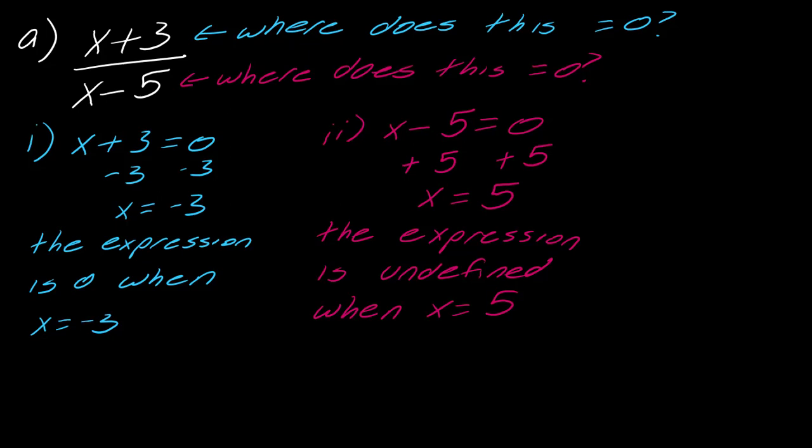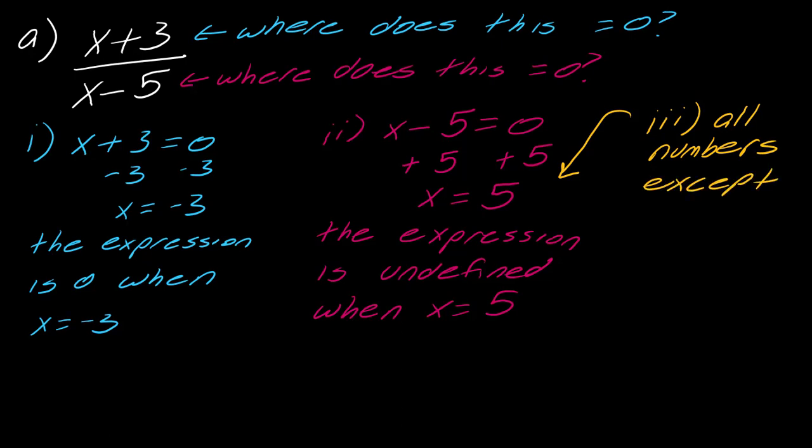So you want to keep these two things straight. Where is the expression 0 versus where is the expression undefined? If you know where the expression is undefined, then you know how to find the domain. So now the domain is going to be our third part here. And the domain is really related to this answer here. So the domain is going to be all numbers except x equals 5. That would be the technical domain.